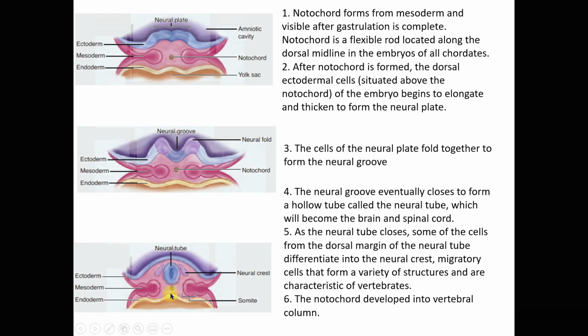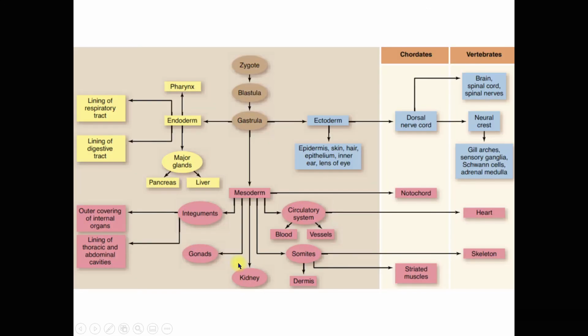The notochord will develop into the vertebral column, which is your backbone. So senang saja kan? It's not that difficult. On organogenesis, the neural plate eventually becomes the neural tube, which will develop into the brain and spinal cord. And then the notochord will develop into the vertebral column, or tulang belakang.